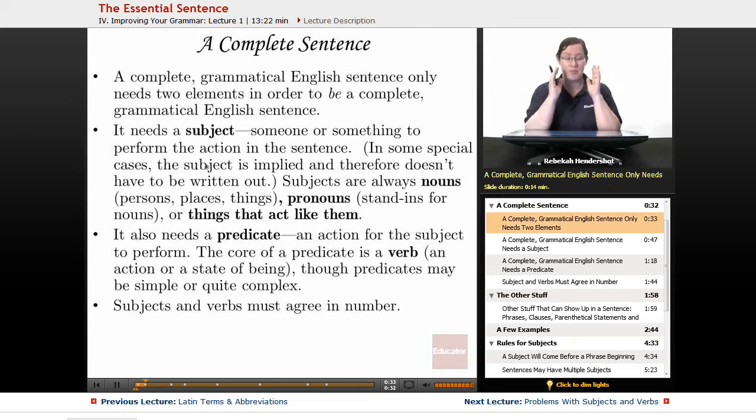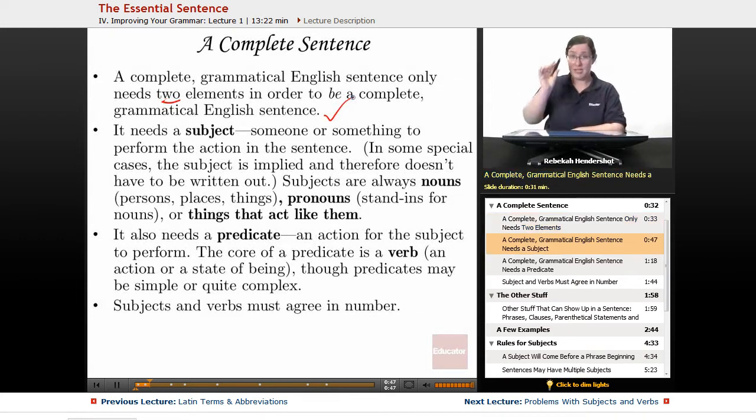Alright. A complete grammatical English sentence only needs two elements in order to be a complete grammatical English sentence. That's it. As long as it has those two things included or implied, it's a sentence, it's all good. Now, the first thing a sentence needs is a subject. Someone or something to perform the action in the sentence. The subject is what the sentence is all about. Now, in some special cases, the subject is implied and therefore doesn't have to be written out. We'll look at that in a minute.